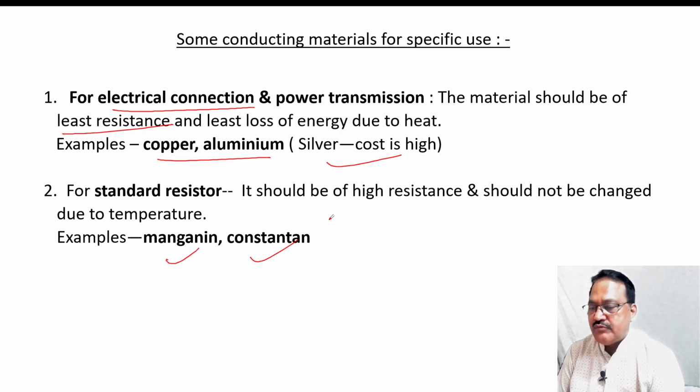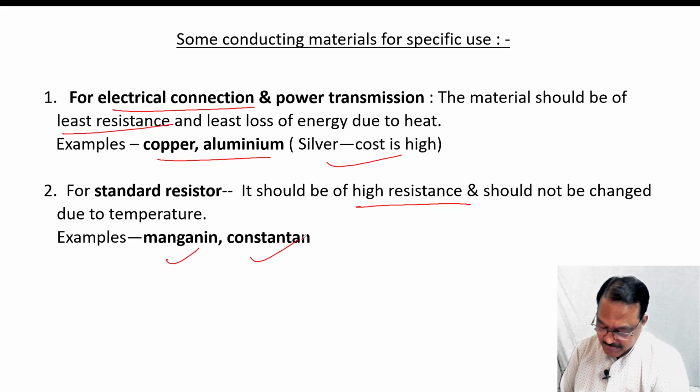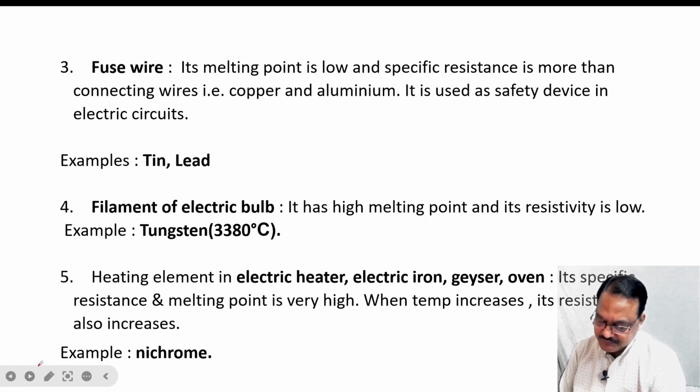And then what is the property? Why are these used for making the standard resistor? Because it has high resistance and it doesn't vary with temperature. There is very little variation in the resistance value in the case of manganin and constantan. This is the reason it is used for standard resistors. Okay, let us see some more.